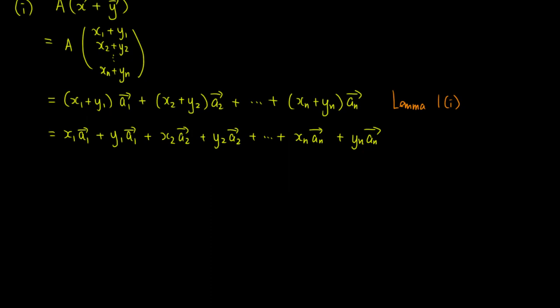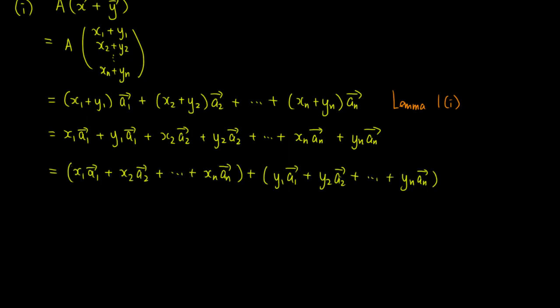We can group the terms with x and group the terms with y to get bracket x1 times A1 plus x2 times A2 plus all the way to xn times An plus bracket y1 times A1 plus y2 times A2 plus all the way to yn times An. Using the first point of the first lemma again, this equals A times x plus A times y.